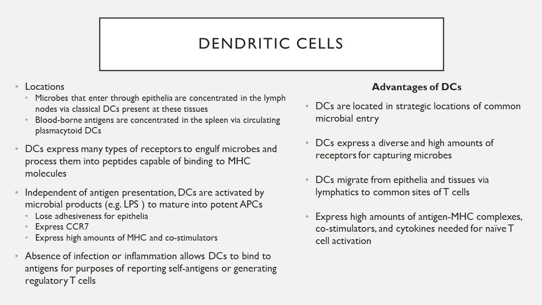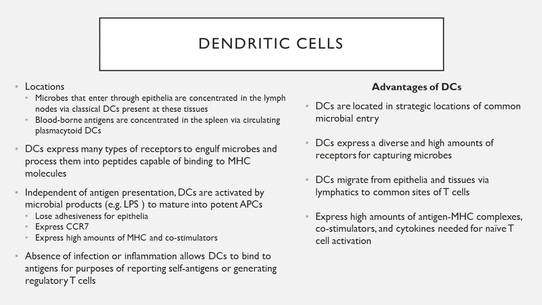Now, even if there aren't these pathogen-associated molecular patterns, like there would be in the absence of an infection or inflammation, dendritic cells still have a lot of use because they can still bind to antigens and present them to lymphocytes for the purpose of reporting self-antigens or generating regulatory T cells, because they process all types of antigens, whether they're self or host-derived or foreign-based.